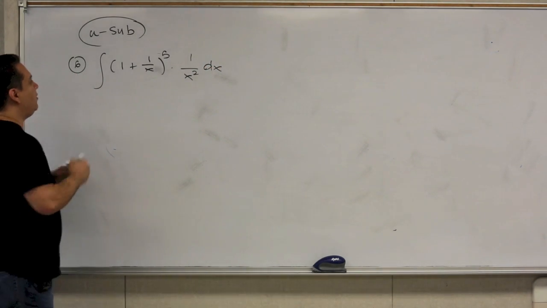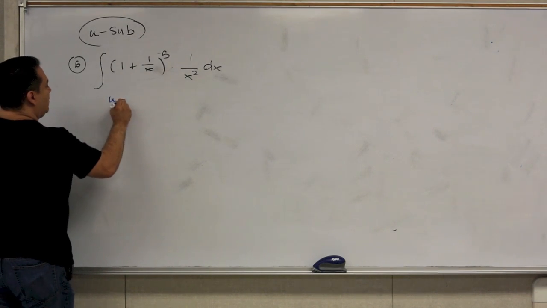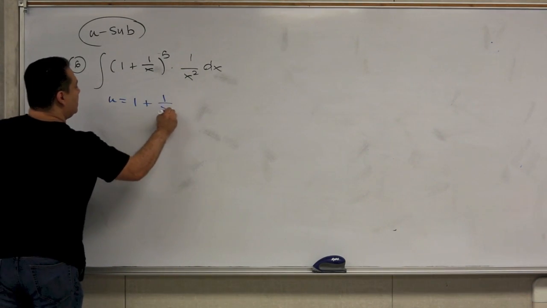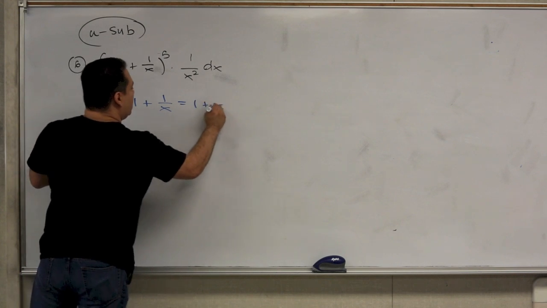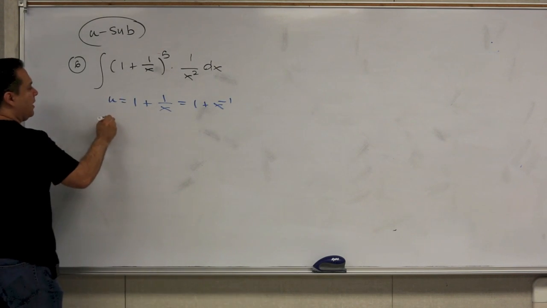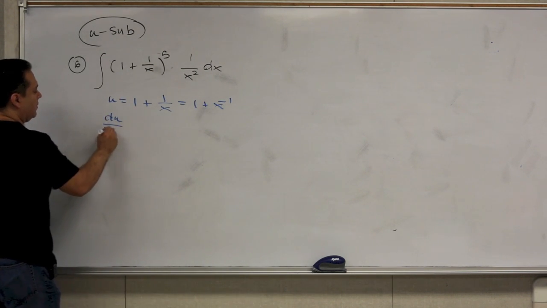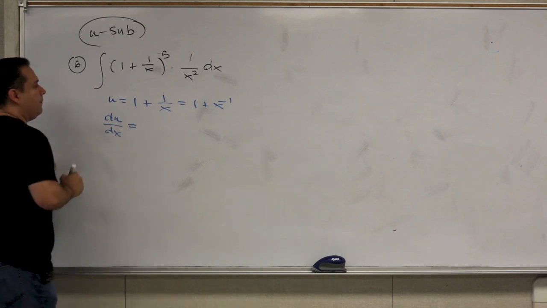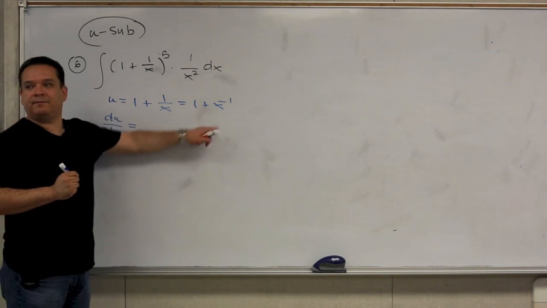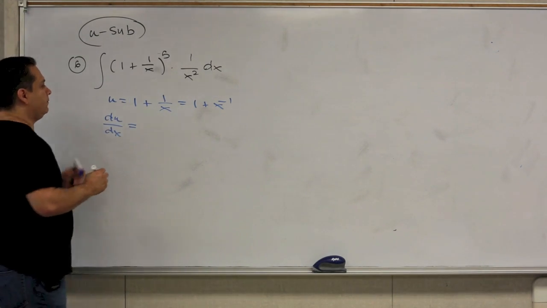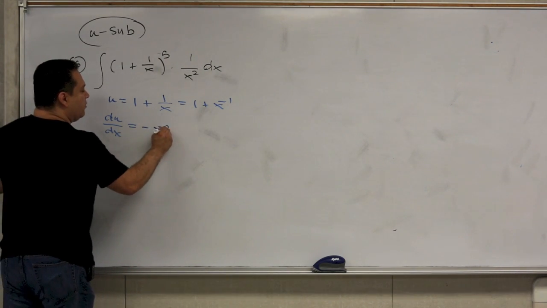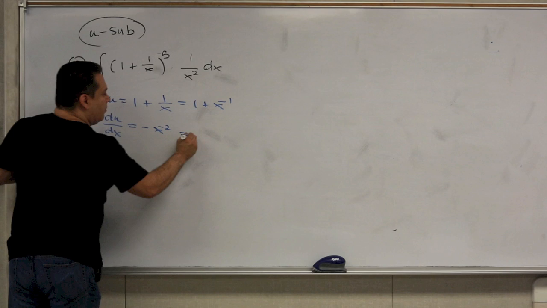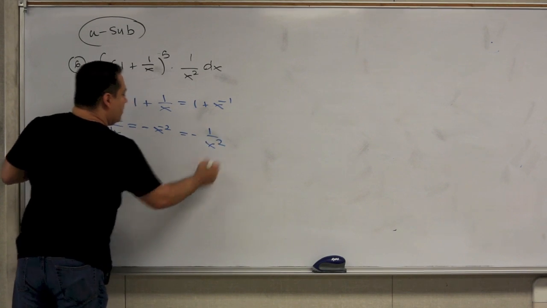Okay, what do you guys want u to be? It's going to be 1 plus 1 over x. Is that right? Now don't forget that's 1 plus x to the minus first power because I need a du dx. All right? So what is du dx? I have to differentiate that. That's minus x to the minus 2 power. Is that right? Which is negative 1 over x squared.